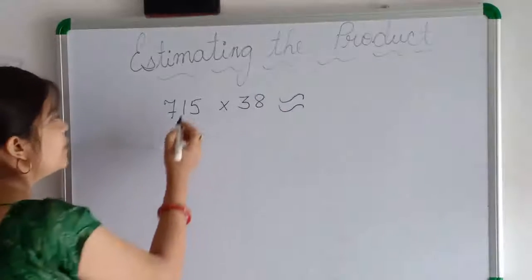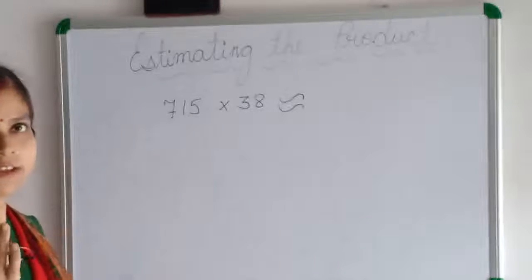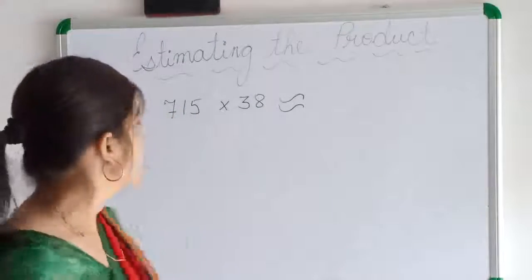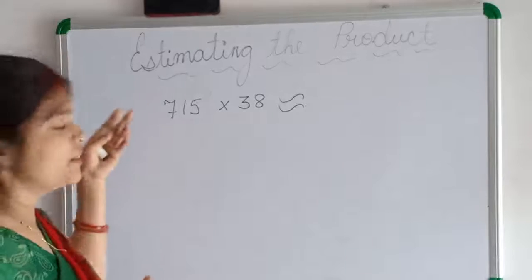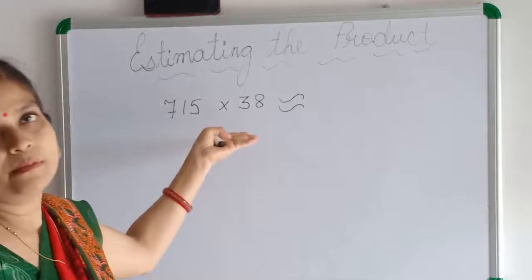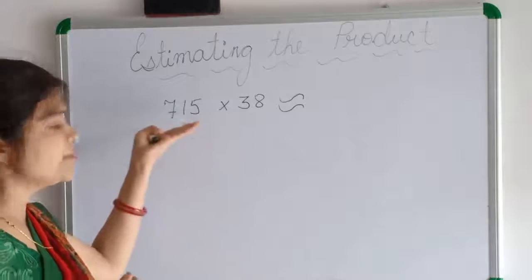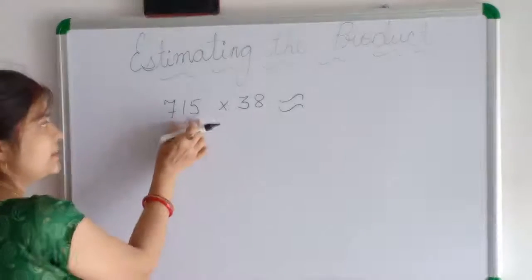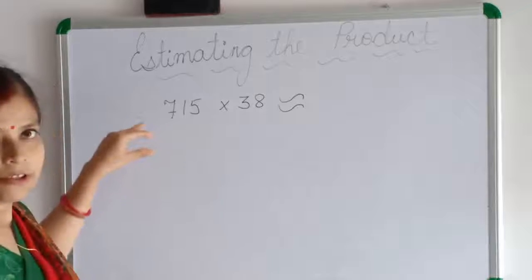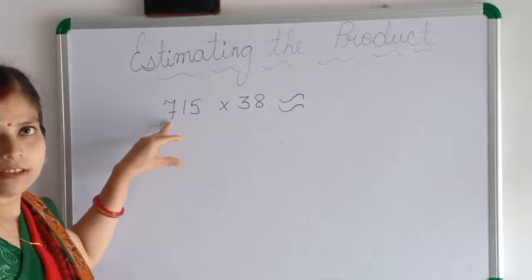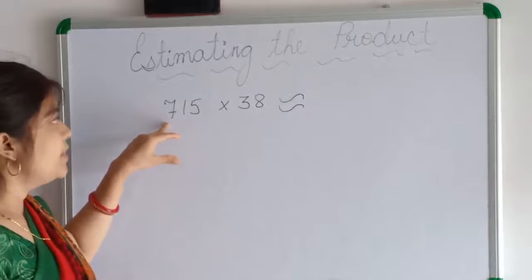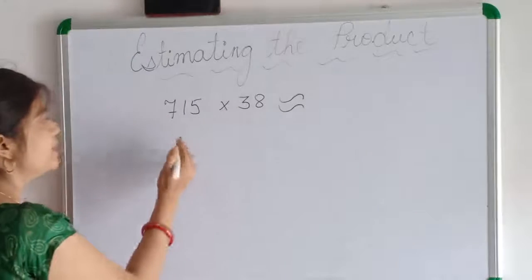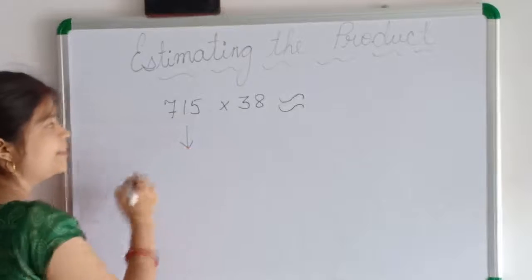First of all, what we are doing, just now I said the rule, we have to round it off to the highest place value. So first we will round off both the multiplicand and the multiplier. The multiplicand is 715, so the highest place value is 100. So we will round off this number to the 100 place.